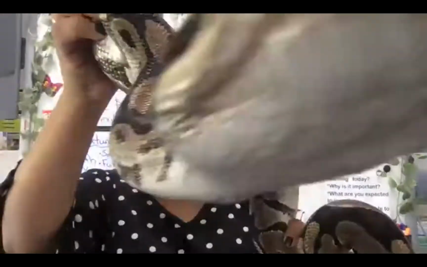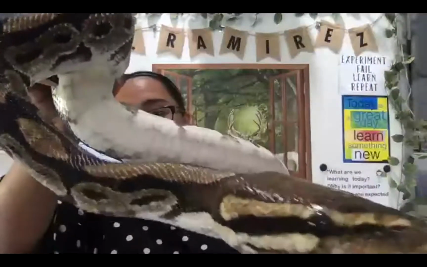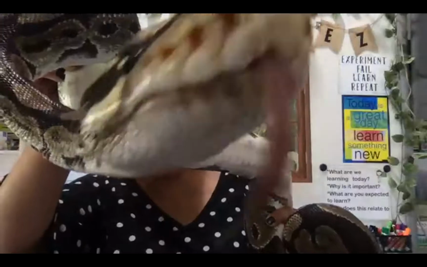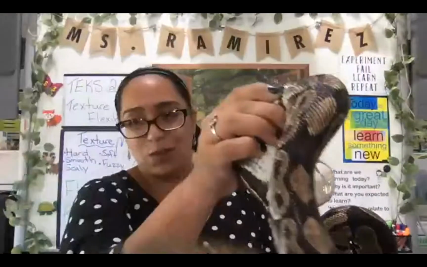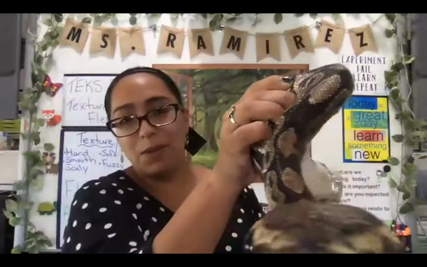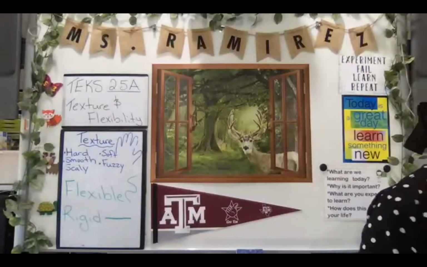She also has that scaly texture to her, and she's also kind of smooth. So oftentimes kids think that these snakes are rough, but she's actually rather smooth if you were to touch her. So I'm gonna go ahead and put Pelota, the ball python, up, and we'll continue on with our presentation.